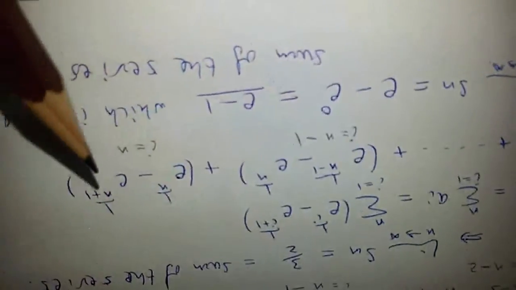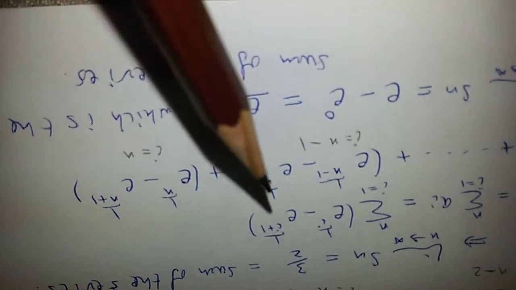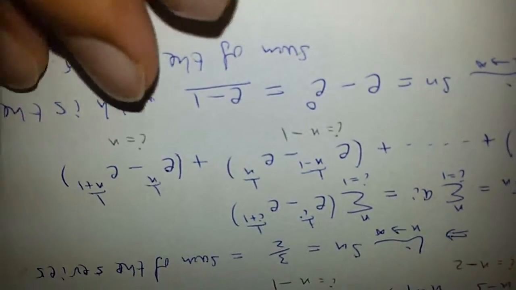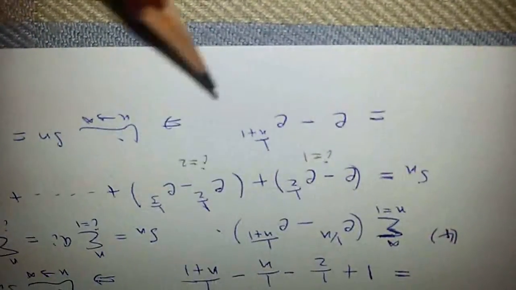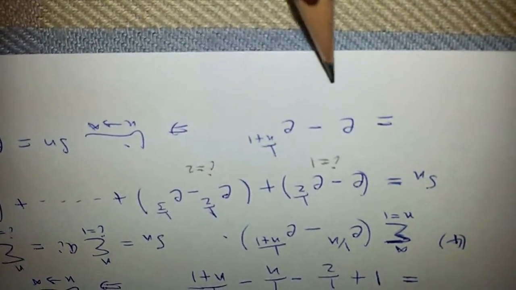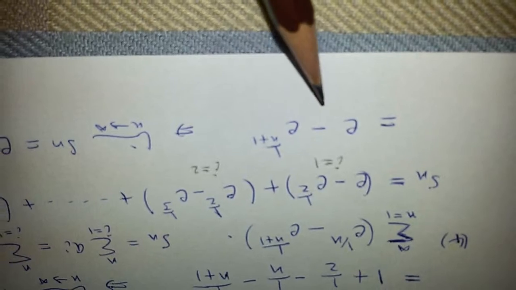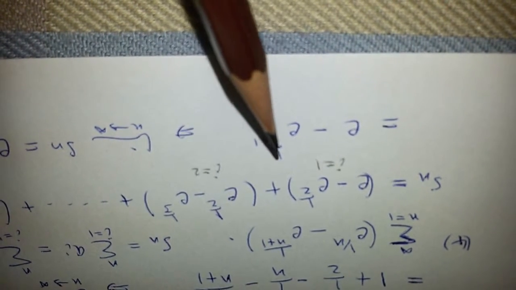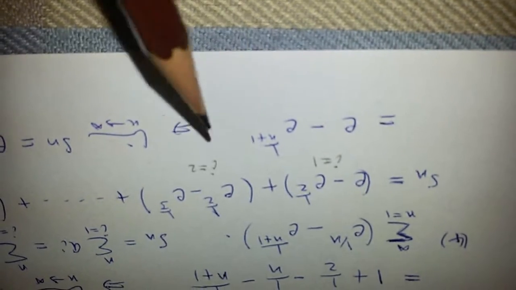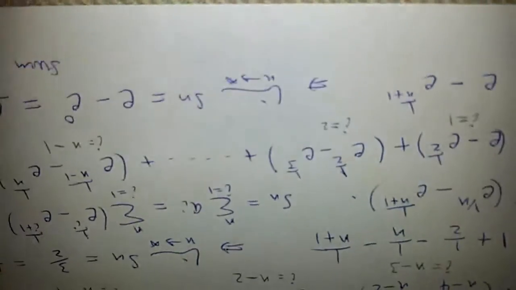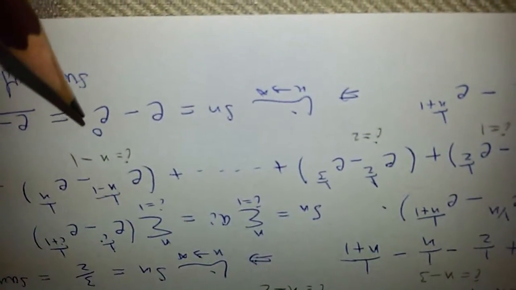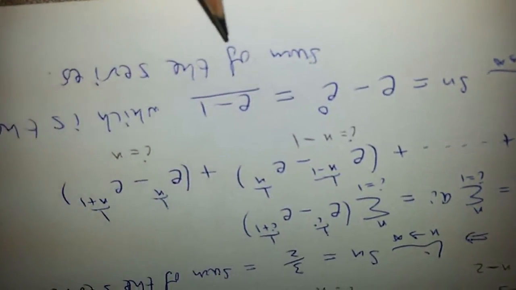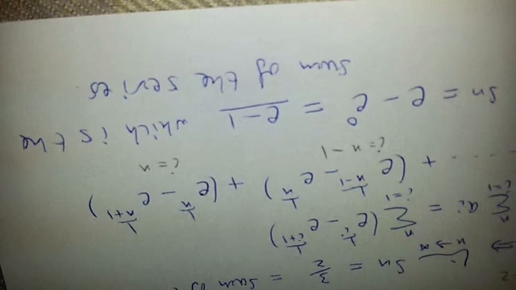From the end terms, you will notice that this would be cancelled and this would be cancelled, and e to the power 1 over n plus 1 would remain. So Sn can be written in this form. Now if you take the limit of Sn when n goes to infinity, this would be e to the power 1 over infinity, which is 0. So the limit of Sn would be e minus e to the power 0, which is 1. So the sum of the series would be e minus 1. Good luck.